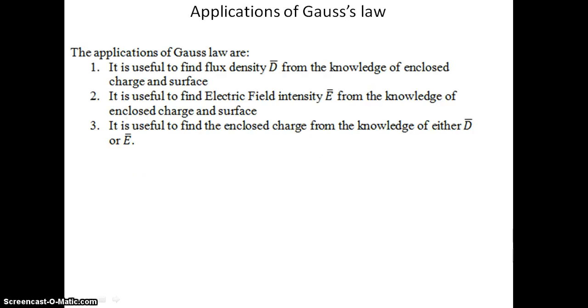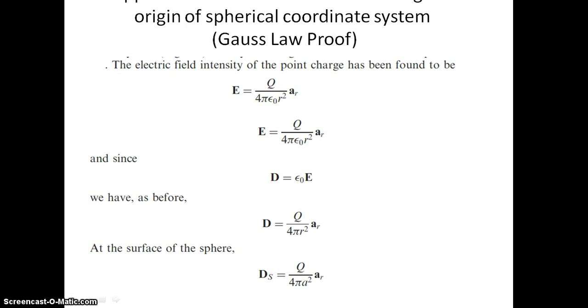As far as the applications of Gauss law are concerned, Gauss law is useful to find flux density from the knowledge of enclosed charge, and it is also used to derive electric field intensity from the knowledge of charge and surface. Also it is useful to find the enclosed charge from the knowledge of either D or E. So we can find D, E from Q or Q from D or E. So these are the applications of Gauss law, and we will see a few applications of Gauss law.